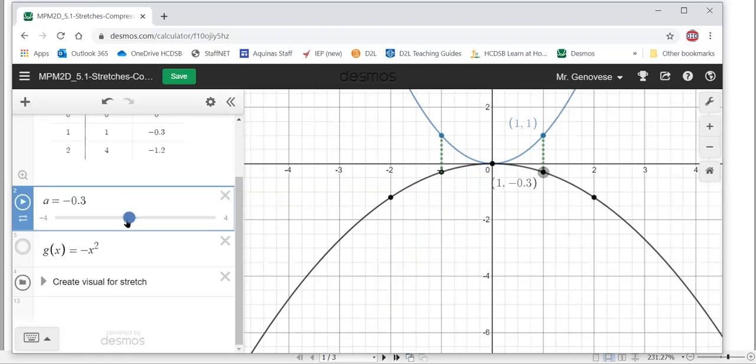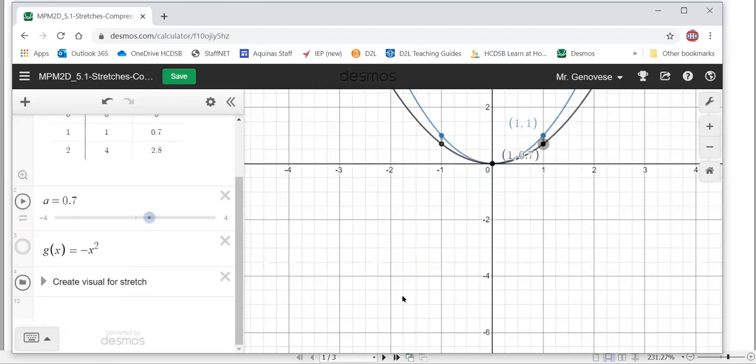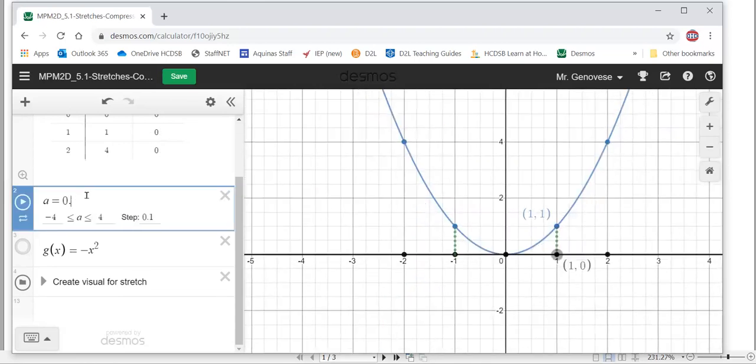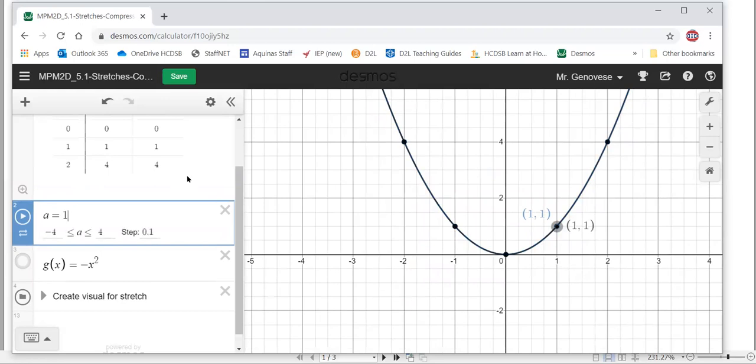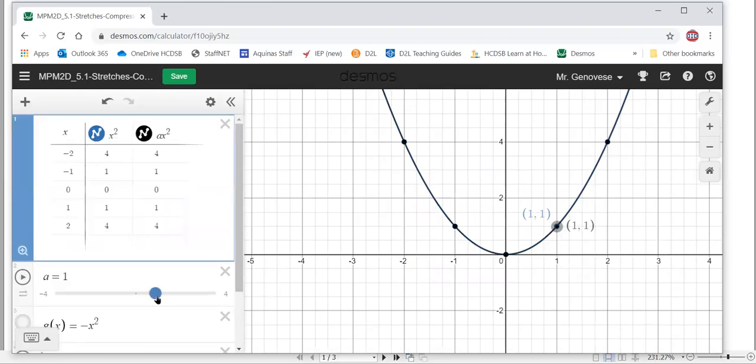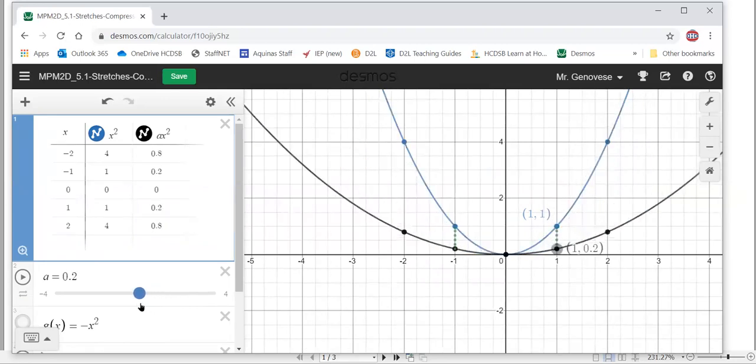All right, so again, quickly review. Get it back to your parent graph, a equals 1. So we have the parent graph. That would be a vertical stretch. Back to the parent graph. There's a vertical compression.